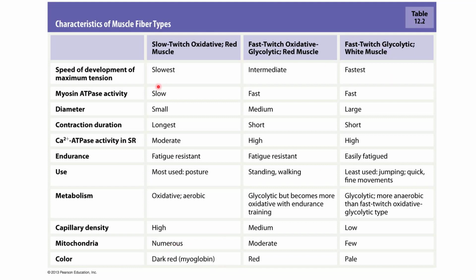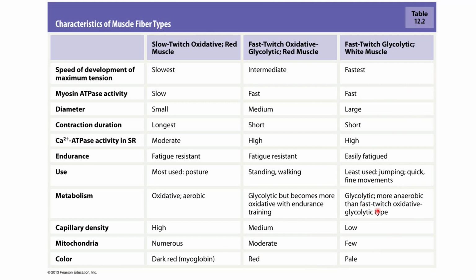So now the next fastest in speed is going to be that fast twitch oxidative glycolytic. So it's much faster, a little bit larger diameter. The duration is short, but it's not as short as, say, our white muscle. This still is going to look red. We mostly use these. So slow twitch is mostly used for posture. These ones are for things like standing and walking. And they're, it's kind of like the middle of the road, right?